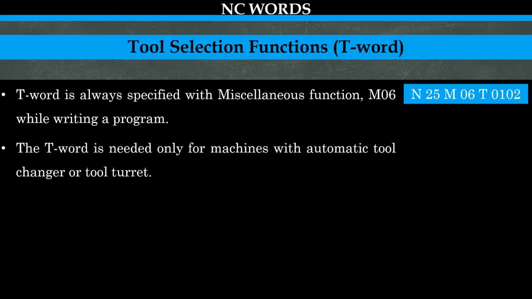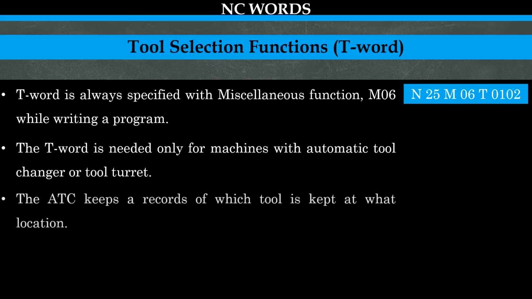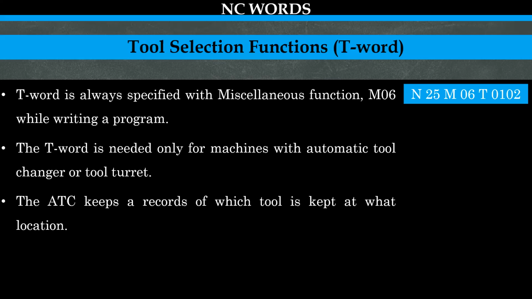The T word is needed only for machines with an automatic tool changer or tool turret. In machines where an automatic tool changer or tool turret is not available, the tool cannot be changed while the machine is running and has to be changed manually by the operator by stopping the operations. The automatic tool changer keeps the record of which tool is kept at what location, and that can be used to write here as 01.